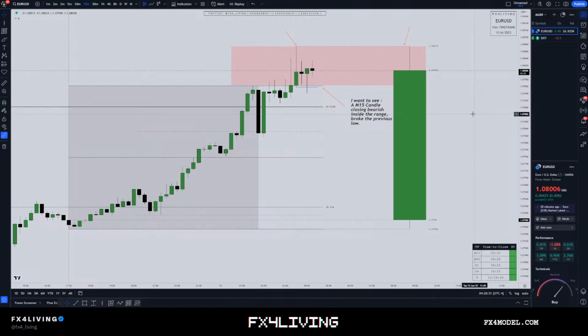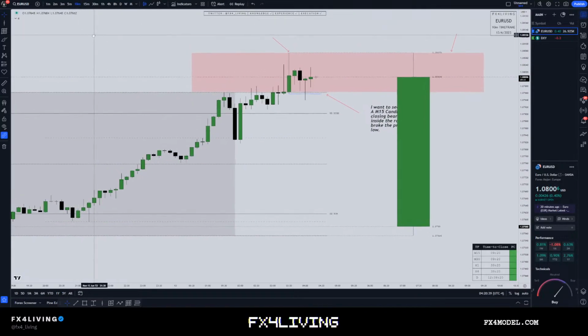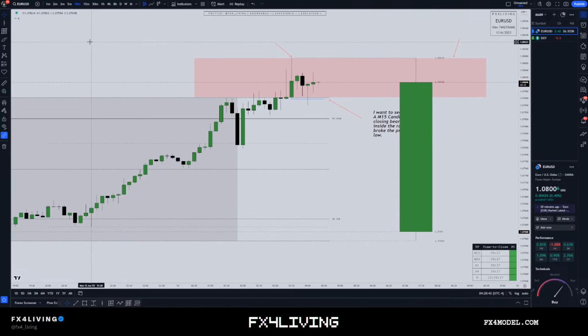In the 10-minute candle, price closed below the low and there was a possible entry. Oh, let me see the 10-minute. I mean, I have the 10-minute, but I don't really trade the 2-minute.